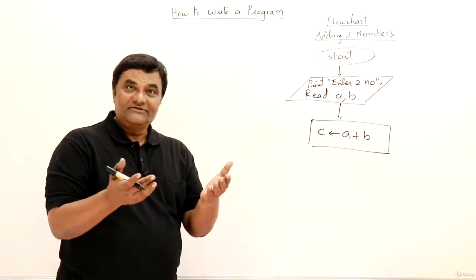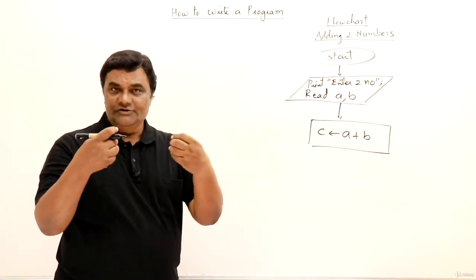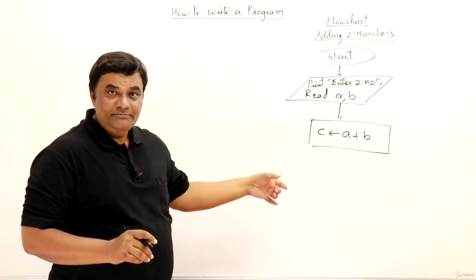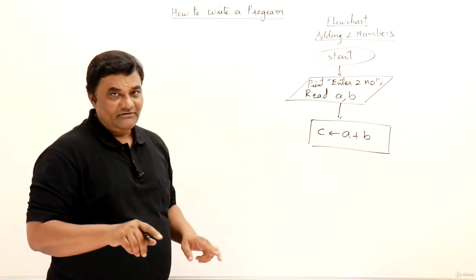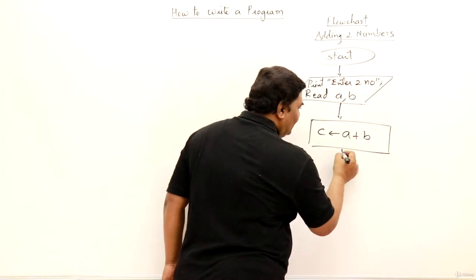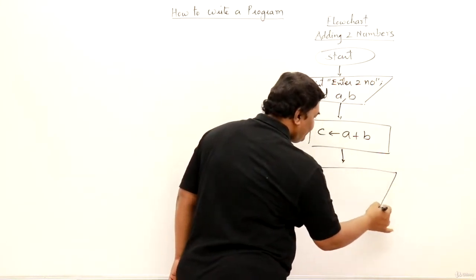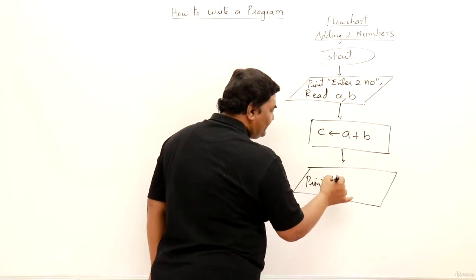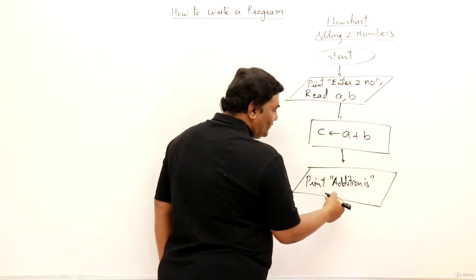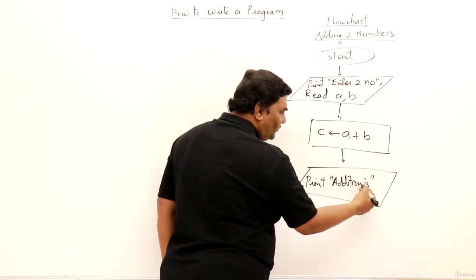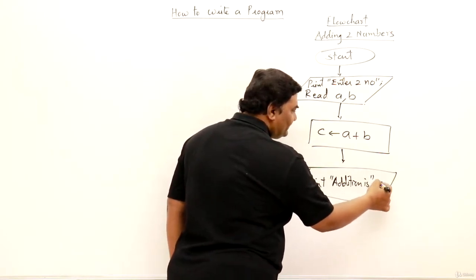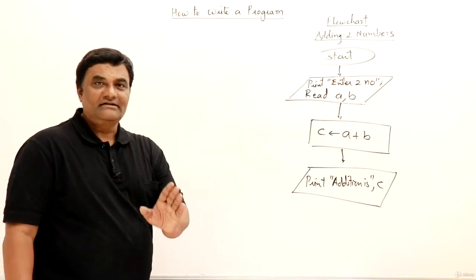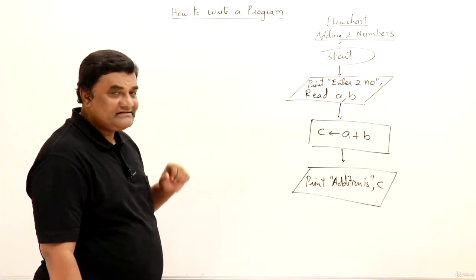Then, now I have the result ready. I should give the result to you. Say that sum of two numbers is so and so. So that is output. So for output, again a parallelogram. So I will draw a parallelogram and give an output here. So here I will say print "addition is" in quotes. This is in quotes because it's a message, then comma C. So it will be saying addition is, then the result, whatever the result is, that is there in C.